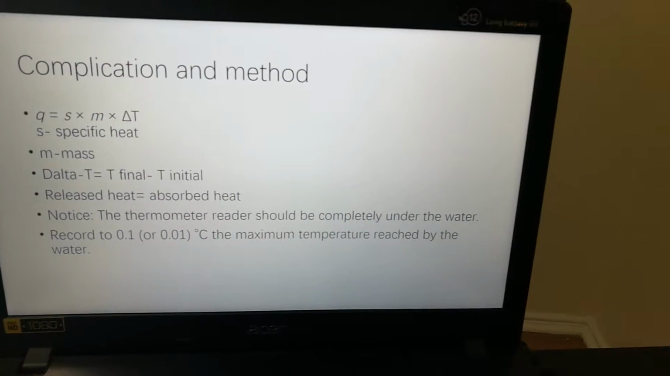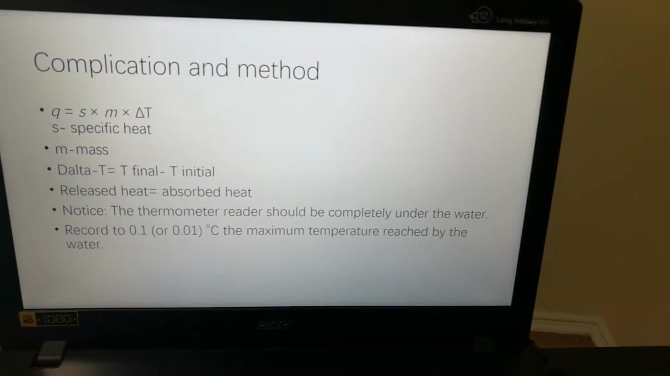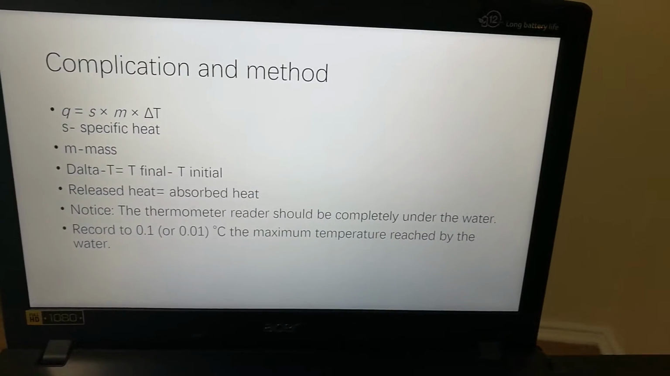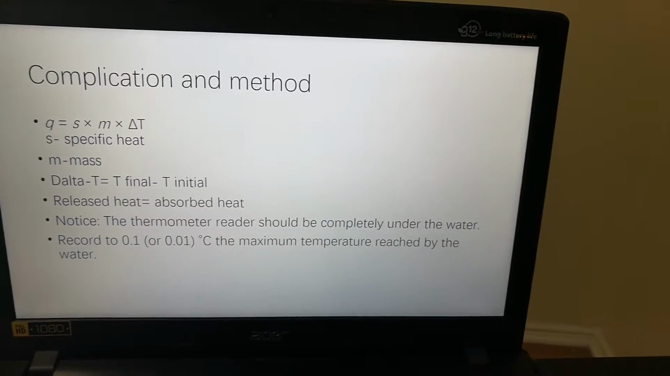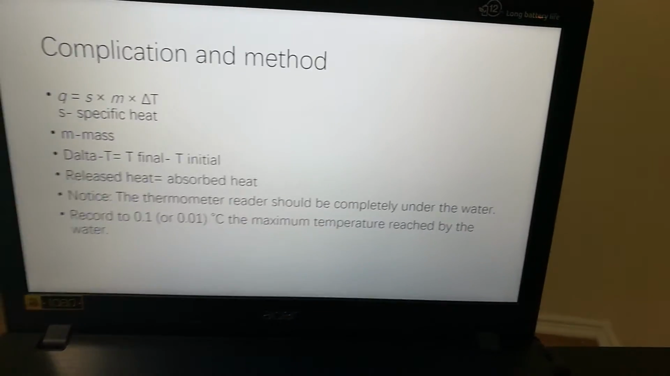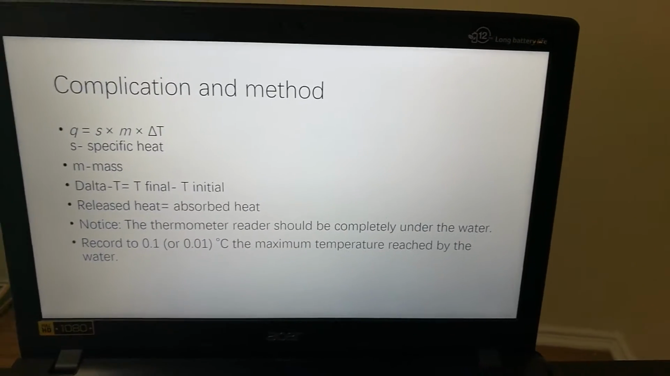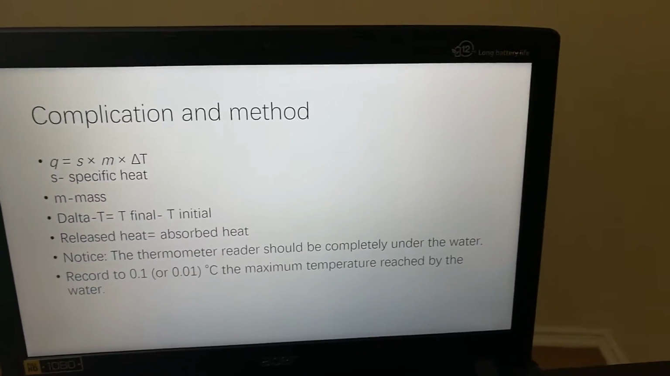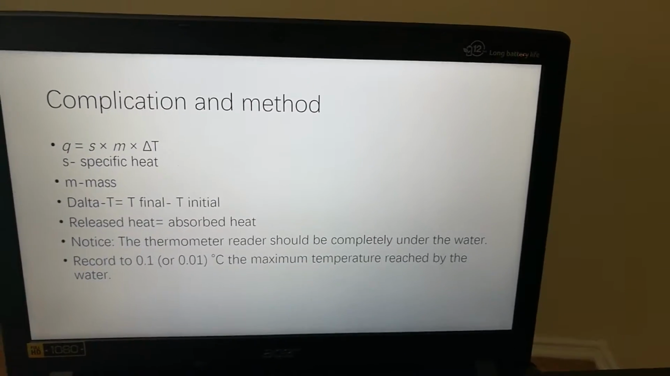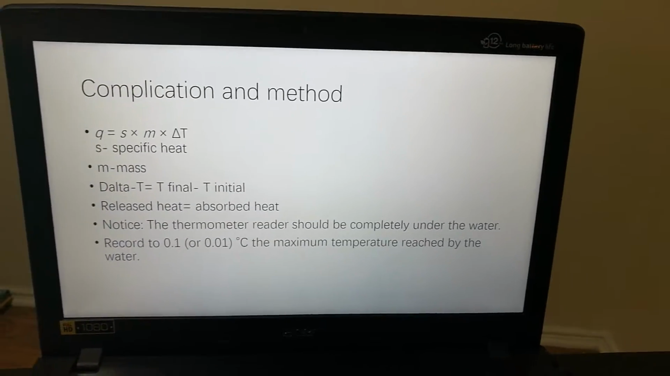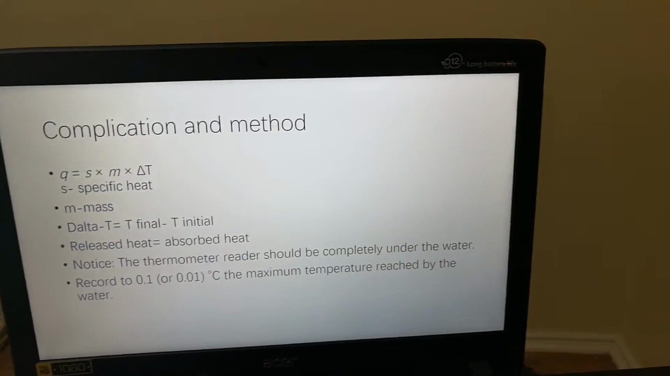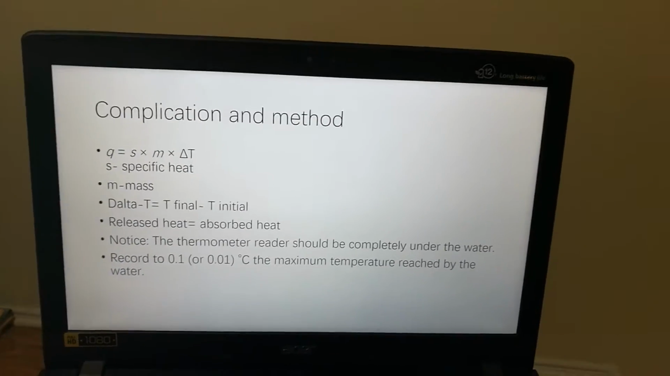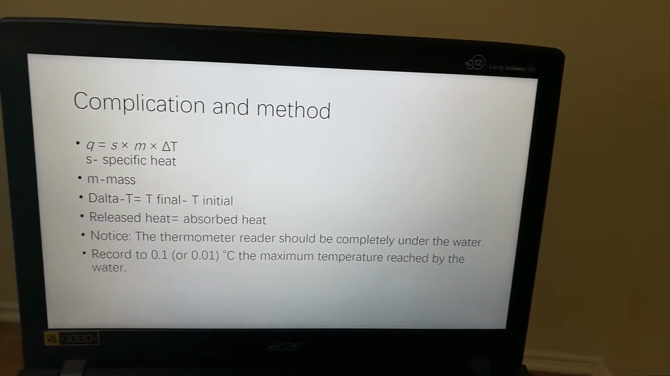Notice that the thermometer reader should be completely under the water, because we want to measure the temperature of the water, not the air. And second, record to 0.1 degree the maximum temperature reached by the water, because when the heat is released, the temperature will rise, and we want the maximum temperature. After the maximum, the temperature will go down, and there's exchange with the system. So if we take the maximum temperature, we can make sure that there's less exchange.